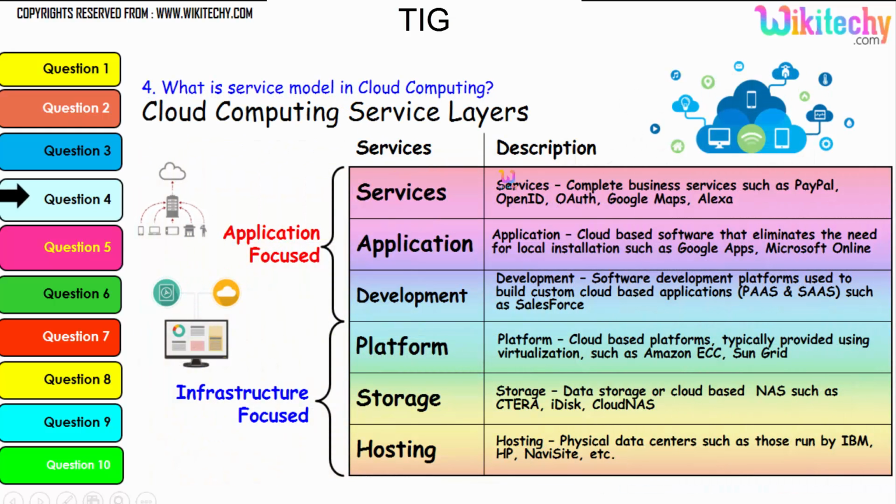So the important service layers are services, application, development, platform, storage, and hosting. And these are all some of the typical examples under these particular services. These are all important services which will be asked in the interviews too about cloud computing.